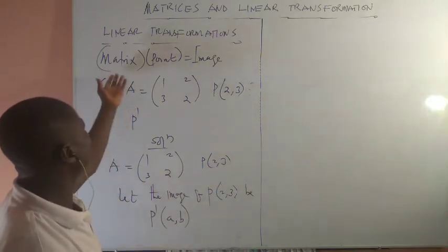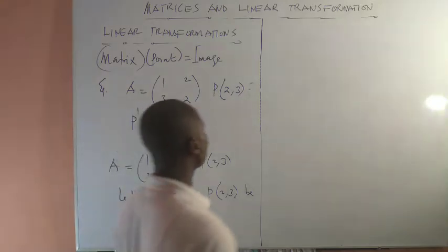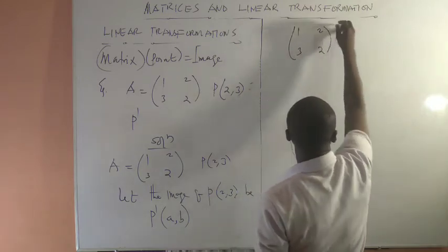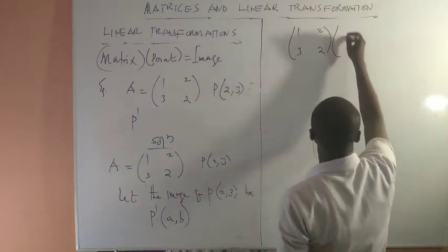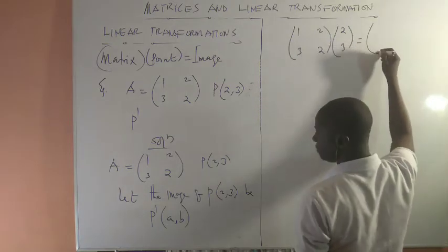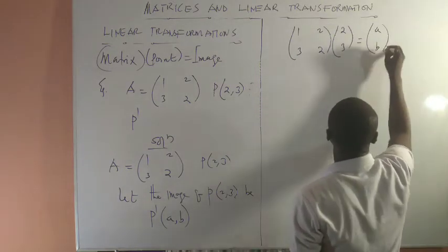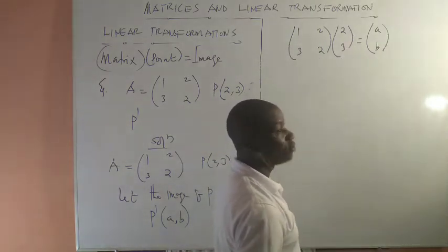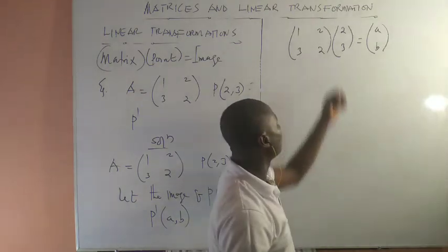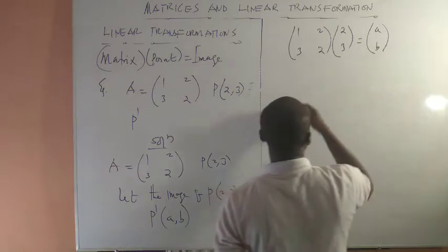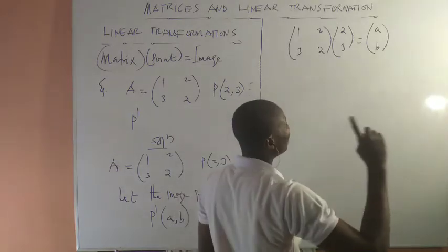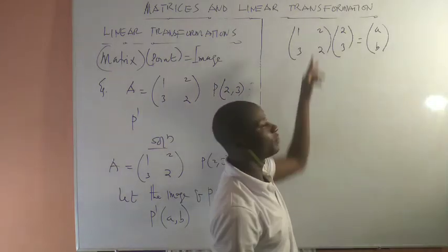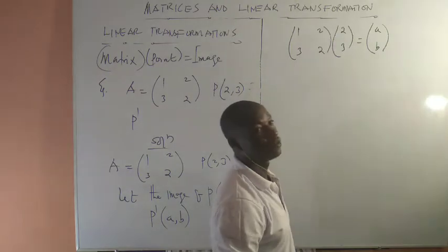You know that when you multiply the matrix by the point, you are also getting the image, and so our matrix is 1, 2, 3, 2. We are going to multiply this by the point, and the point is 2, 3. Don't forget that we said that the image should be AB. And so now we have a 2 by 2 matrix, and this is a column matrix, and you know how to multiply a 2 by 2 matrix by a column matrix. Take note, we have already said in our previous videos that before you can multiply two matrices, the number of columns of the first matrix must be equal to the number of rows of the second matrix.